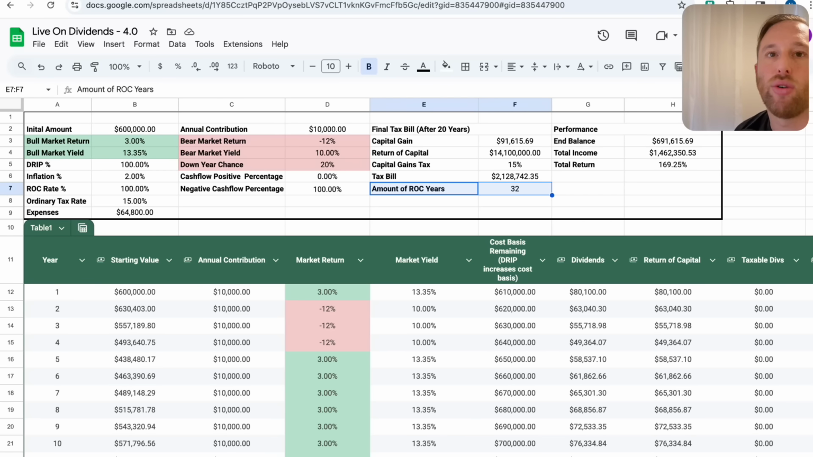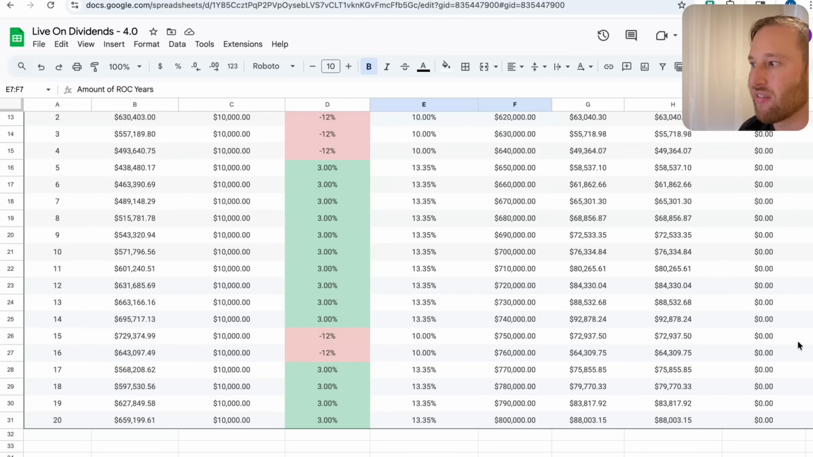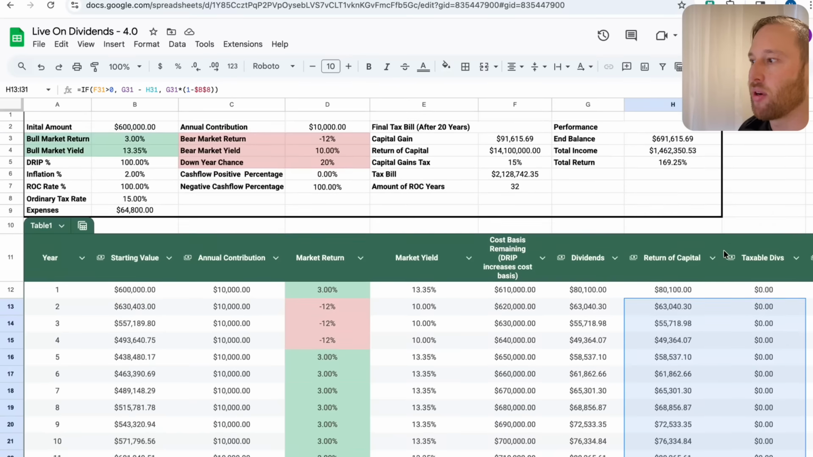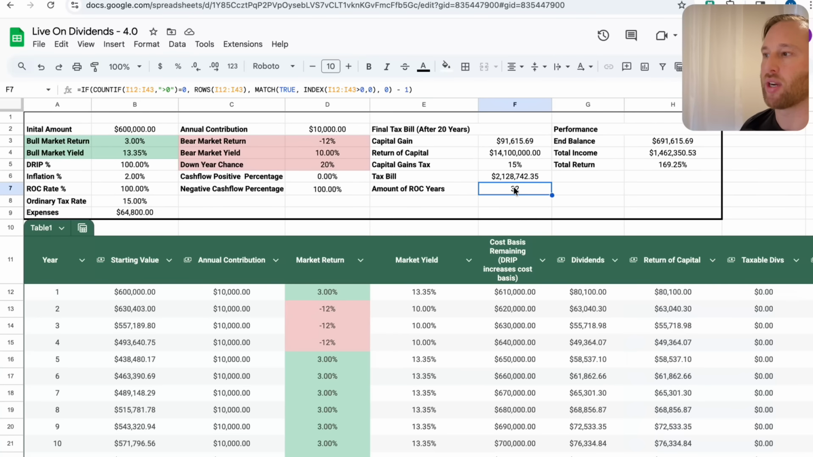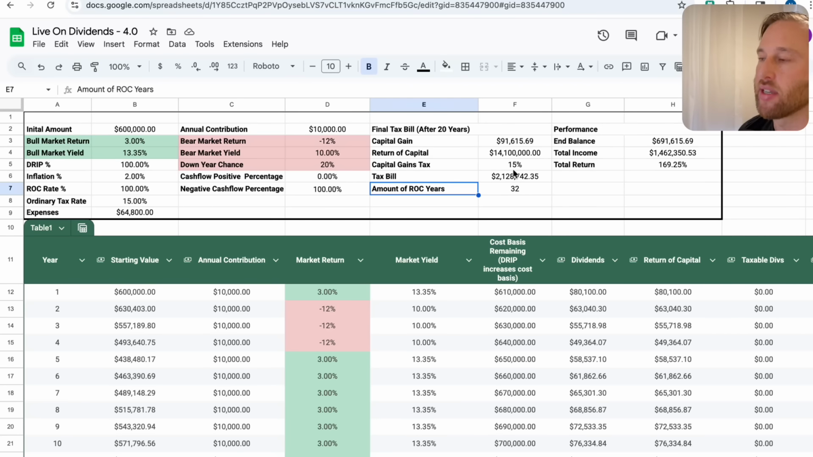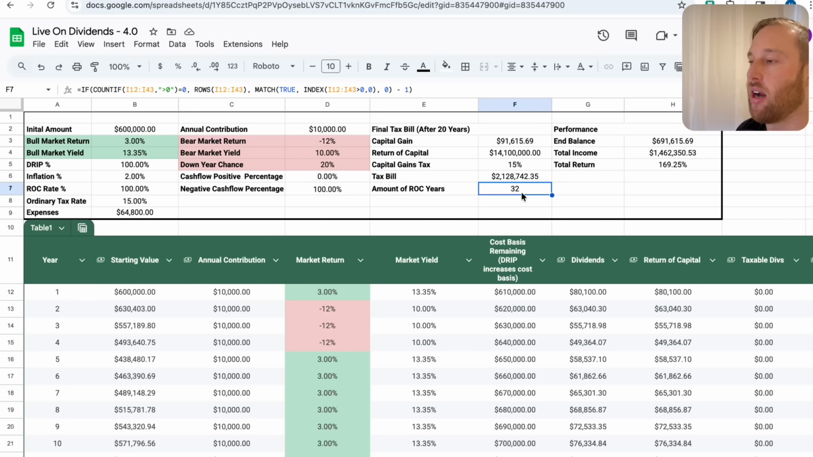We have 32 years of return of capital, so effectively not paying tax throughout the 20-year period and beyond, because we're continuing to add the cost basis back in with the DRIP amount, with the income. So it gives us effectively 32 years of no taxation as relates to the income.